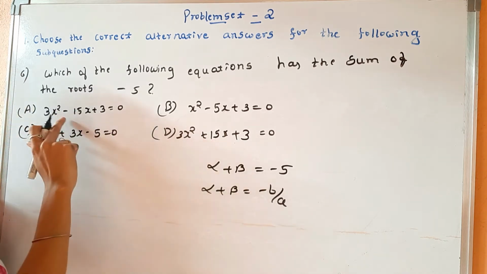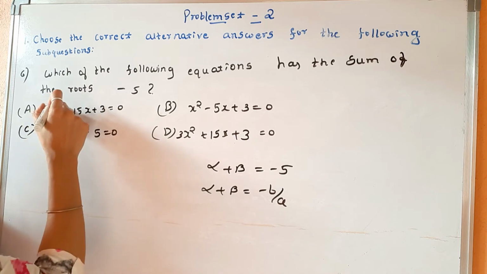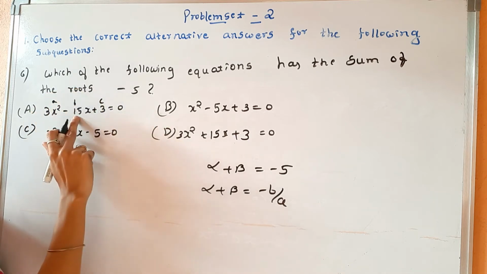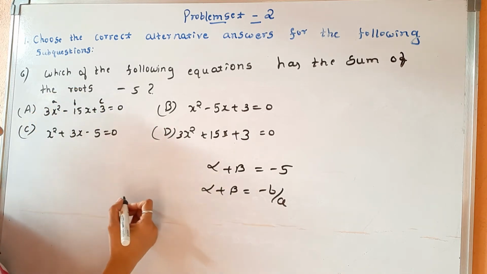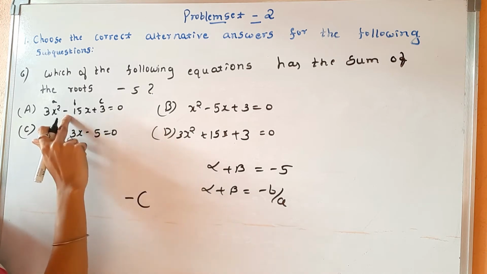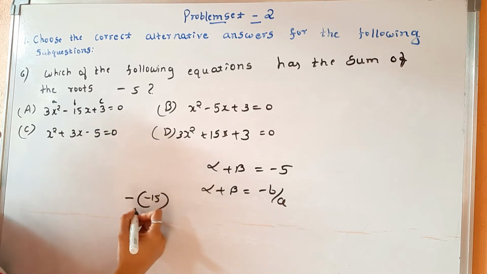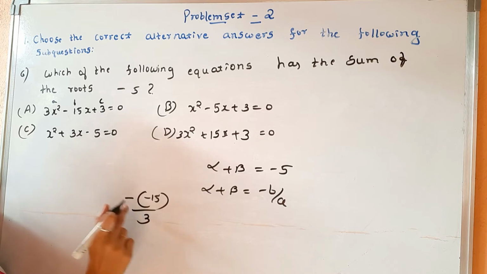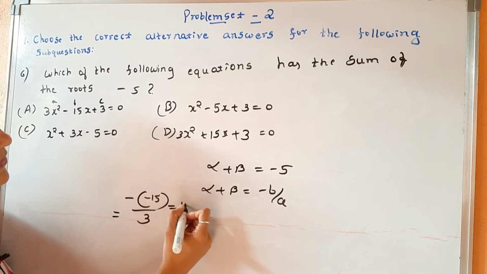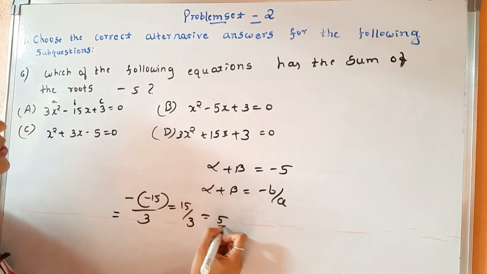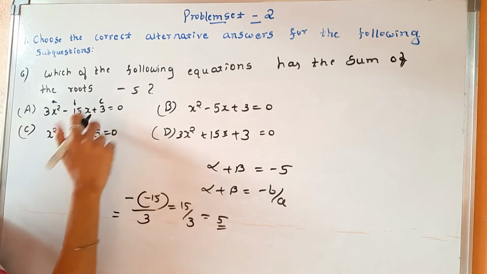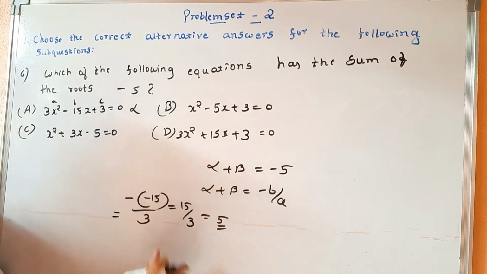So we'll solve here. See here, what is b over here? This is a, b and c. What is b? 15. So what will we do? Minus, but b is minus 15. Minus 15 by 3. So we are getting minus minus plus 15 by 3. So we are getting 5. So here we are getting 5. So this cannot be the answer. We need minus 5. Okay.